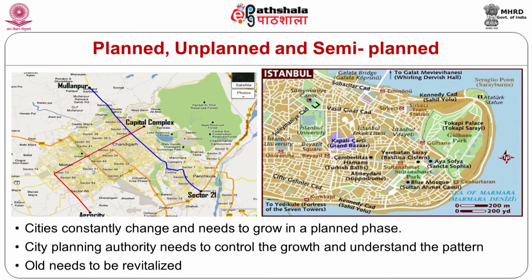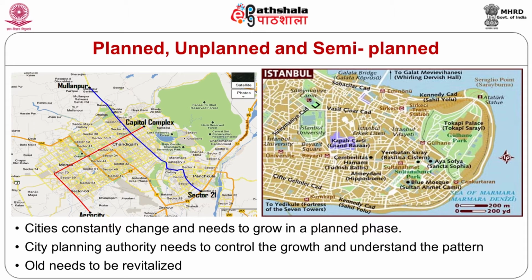Now, we talk about planned, unplanned, semi-planned cities. The cities constantly are living organisms and constantly adhere to change. It grows in a planned or phased manner, but sometimes the planners do not have adequate time to reach out to the unplanned portions. So, if a city is a center of economics and tends to have a lot of growth all around, it could completely change and transform the periphery or the suburban parts of the planned city. Here the city planning authority needs to control the growth and understand the pattern of growth, and the old parts of the city need to be revitalized in the process.